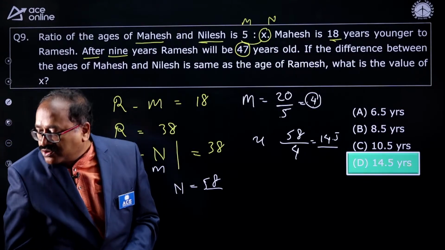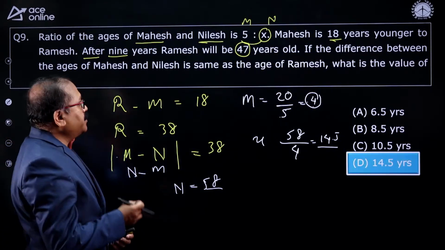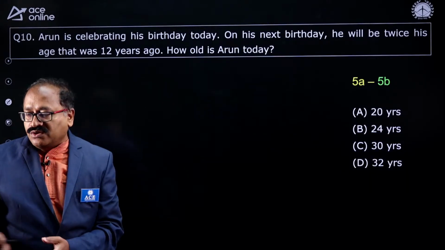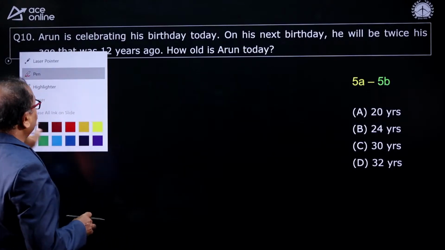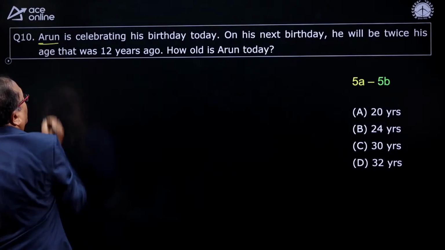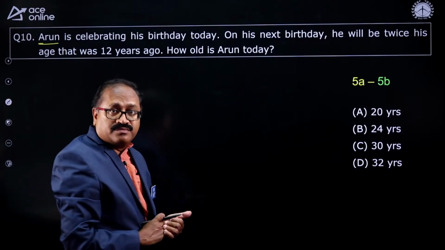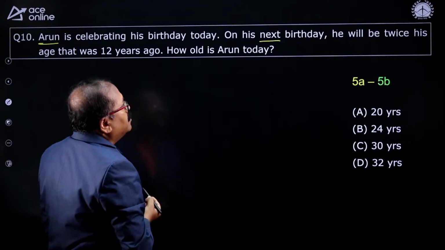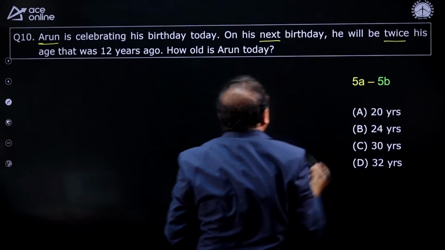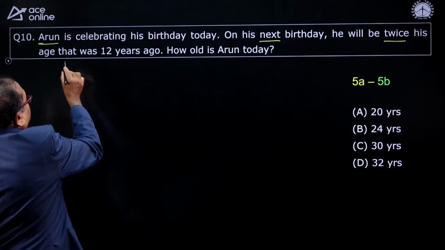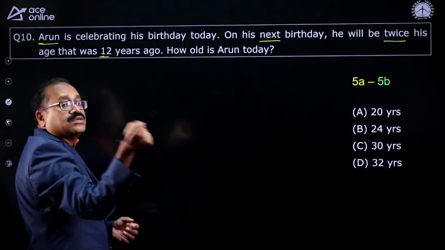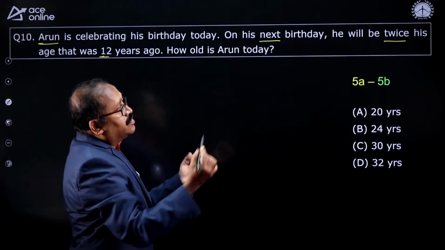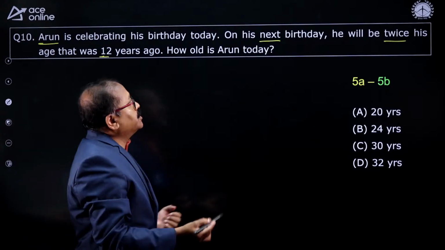Right. So, do I have the time? Yeah, 10 minutes time is there. I will move on to the next question. Here is a question, Aman, for you. And at the last I will discuss your doubts. Aman, Arun is celebrating his birthday today. His next birthday, his age will be twice the age that was 12 years ago. Whatever his age was 12 years back, he will be twice of that at his next birthday.